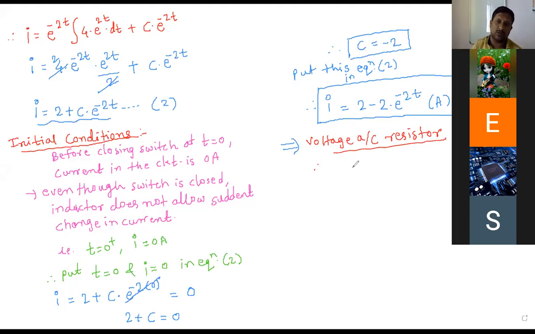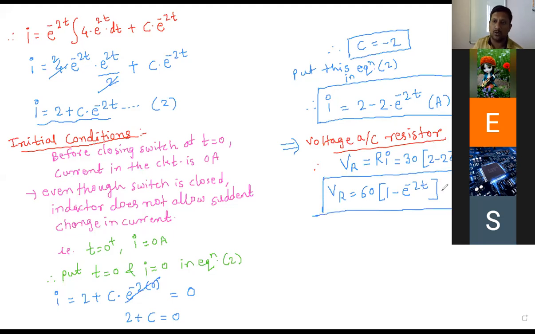So VR is equal to R into I or I into R. What is the R value? It is 30, 30 into this current. So the current value is 2 minus 2 into e raised to minus 2t. If you take 2 common, VR is equal to 30 into 2, that is 60 into 1 minus e raised to minus 2t. So this is the answer of VR. The unit is volt.